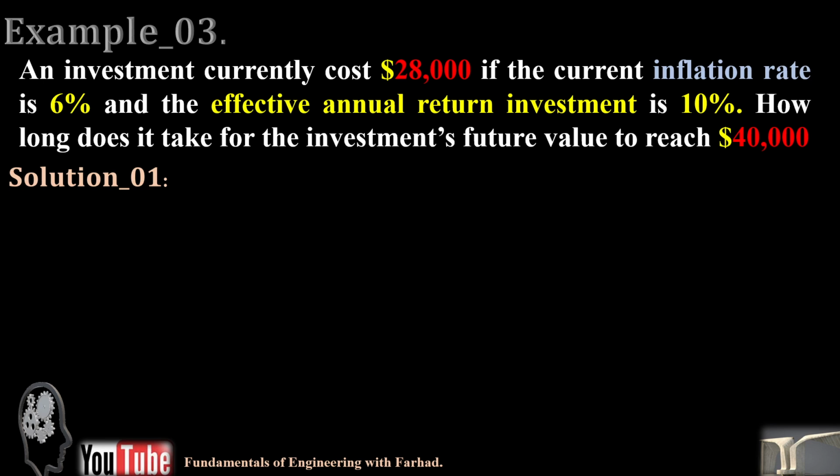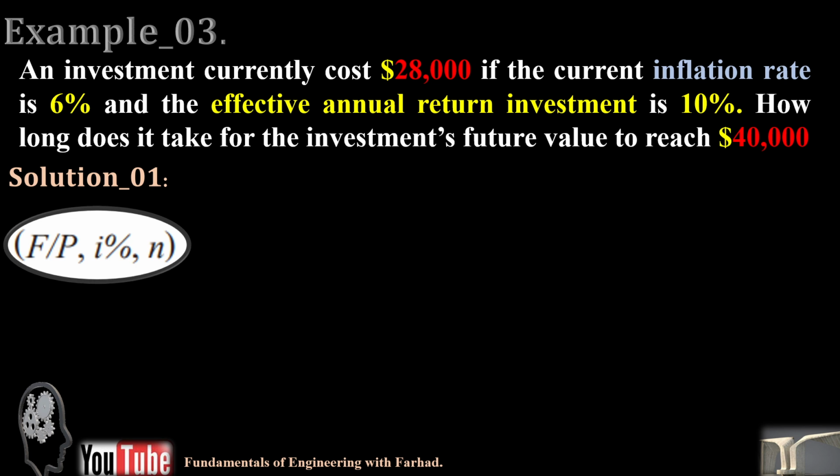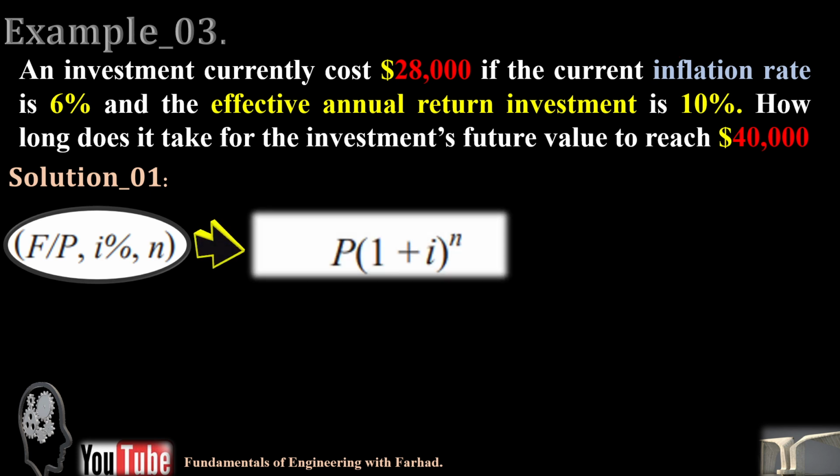So in such a case, we can solve the problem in two approaches. Solution one: when we want to calculate a future value from a present one, both of them are known, so we are looking for the number of years. I% is provided, N is provided. We just need to consider the inflation rate in our calculation. The formula for such a problem is this one: present times in parentheses 1 plus interest to the power of number of years, which we are looking for.